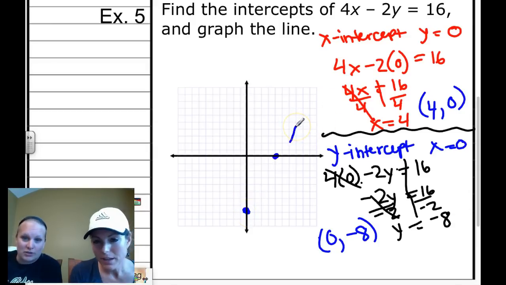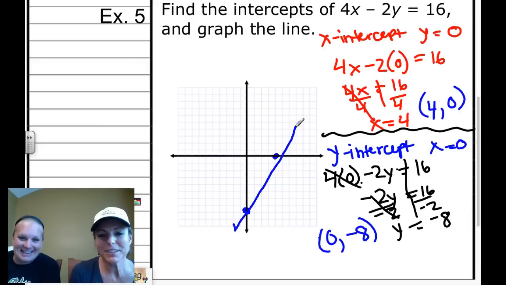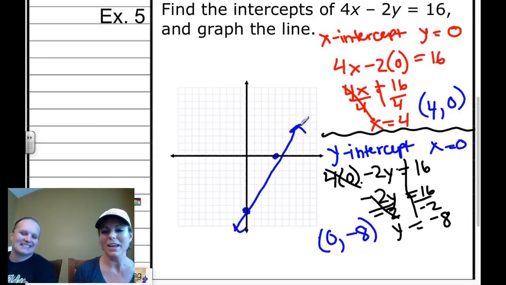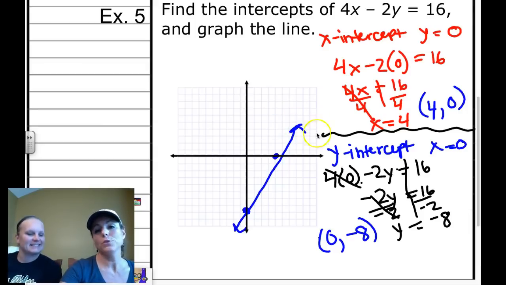Oh, boy. We're going to sure try. Almost. Pretty close. Okay. So that's how you graph using intercepts.